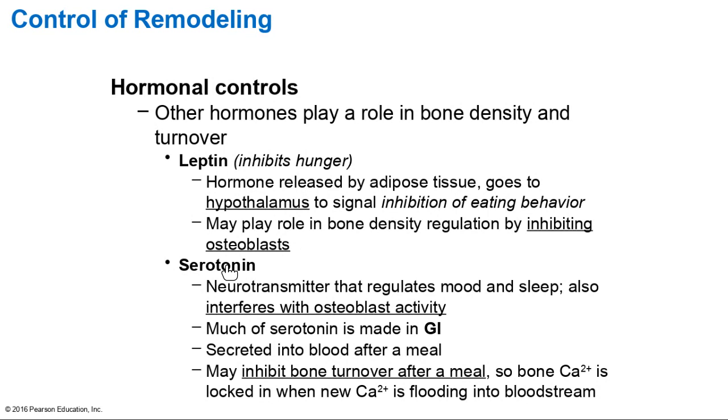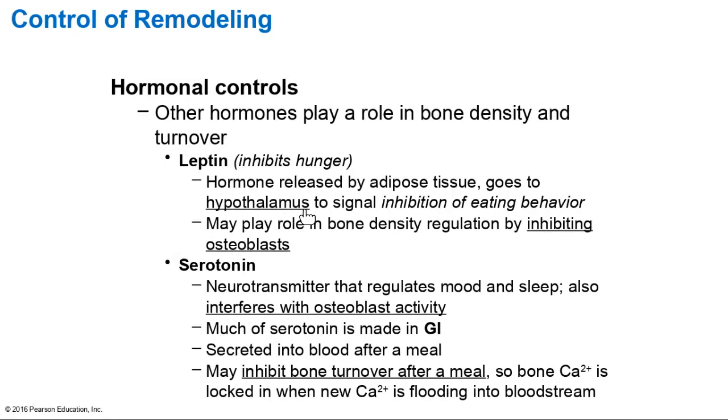Okay. So what about serotonin? Serotonin is sort of similar to leptin in this way. Serotonin is a neurotransmitter. Interestingly, it's made and secreted in the brain, but we also have a form of serotonin that is made in the gastrointestinal system. So serotonin, again, serves similar to leptin, like a link between the real physical part of us and the psychological part of us.